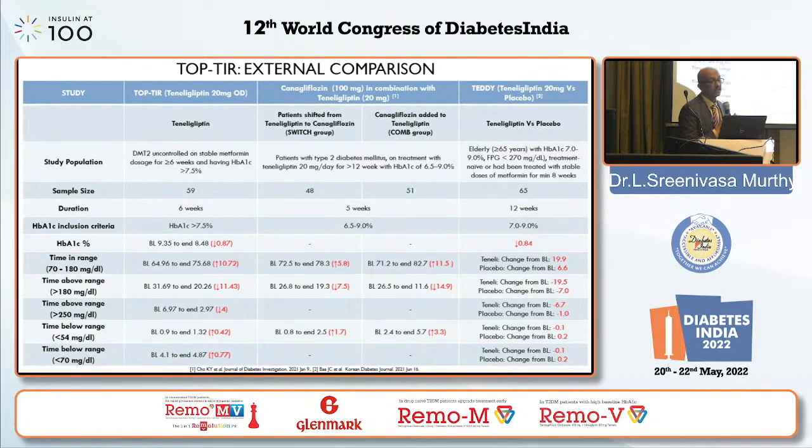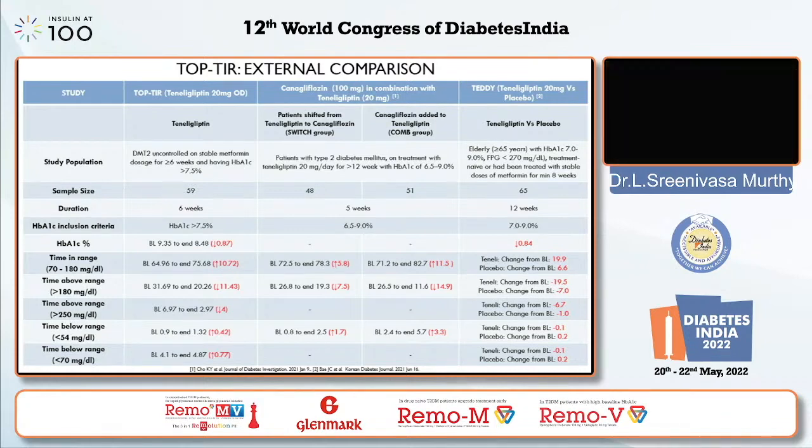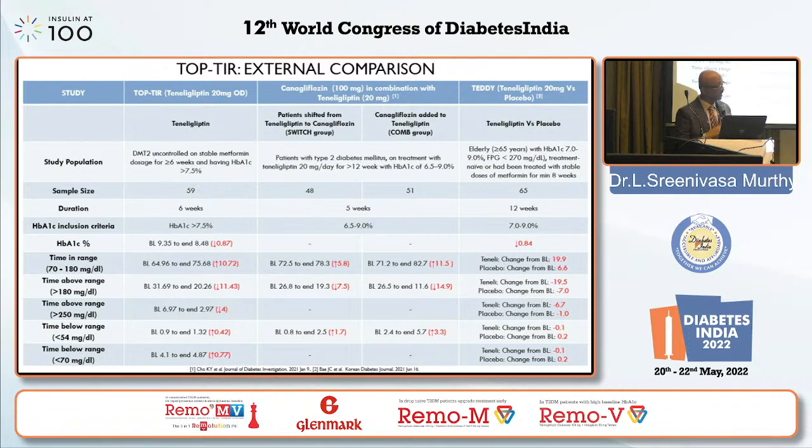And of course, there is an external comparison. This is another interesting study, comparing TIR with canagliflozin in combination with teneligliptin. You can see in the middle portion, it was for 5 weeks, and look at the results when you add on canagliflozin. There is a definitive improvement in the time in range by about 11%. And this is another study called TEDdy, teneligliptin 20 mg versus placebo. Again, you can see the time in range CGM data is improved with all the parameters.